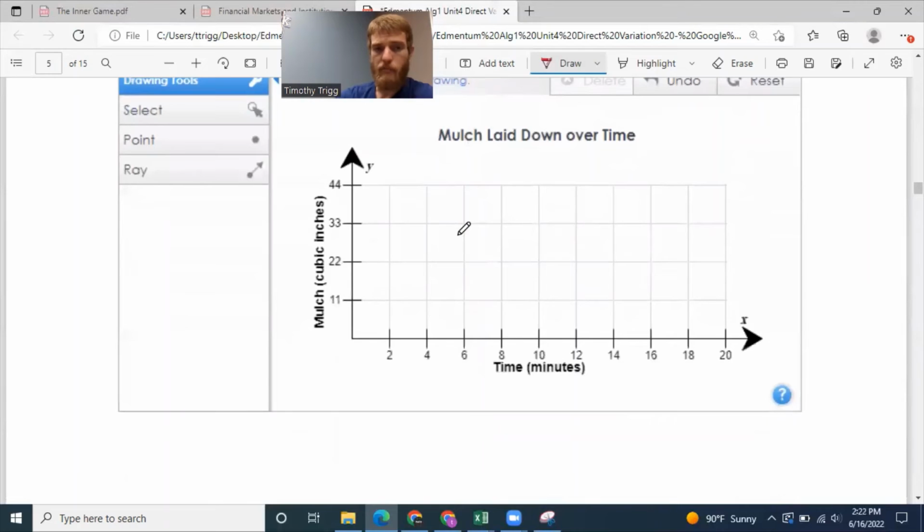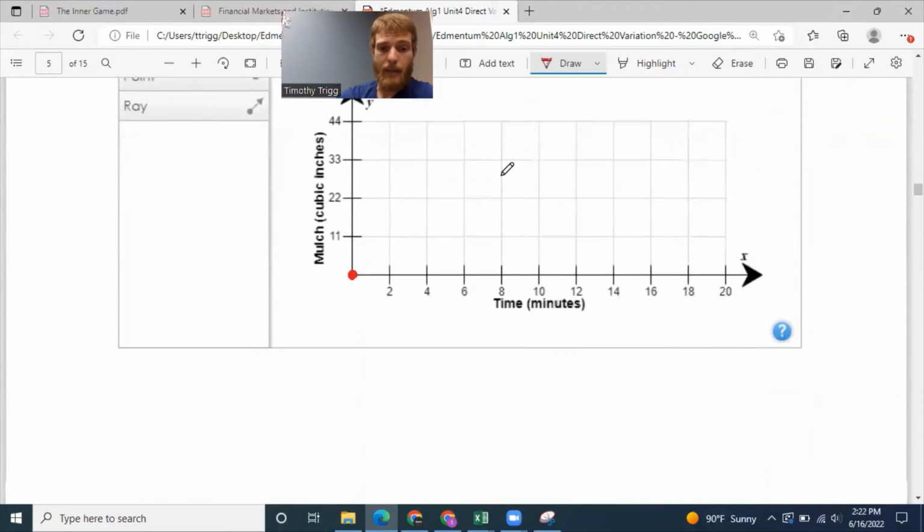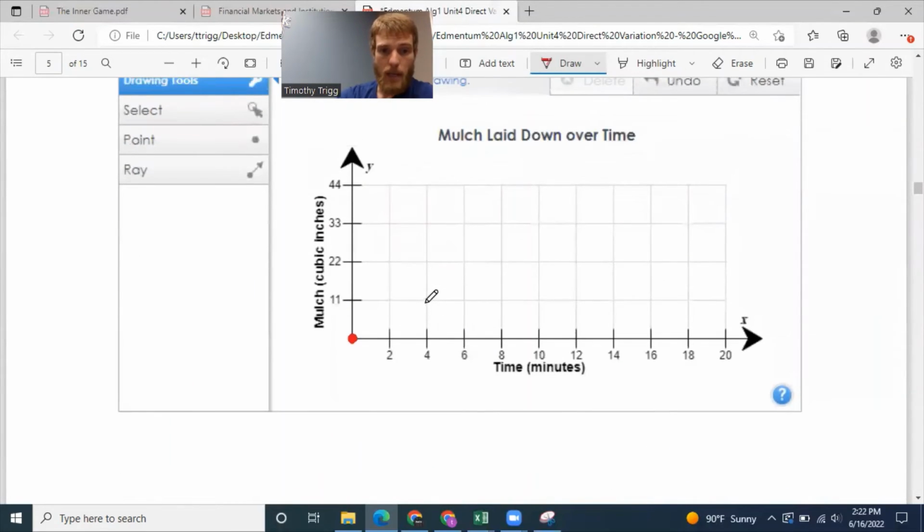So we want to plot 5 points here. Well, I know it's direct variation, which tells me automatically it goes through 0, 0. Remember, with any direct variation relationship, we know it must pass through 0, 0. Now, they also give us a couple other coordinate points here, 4, 11, and 16, 44. So we already know what our line is going to look like. It's going to connect these 3 points together, right?